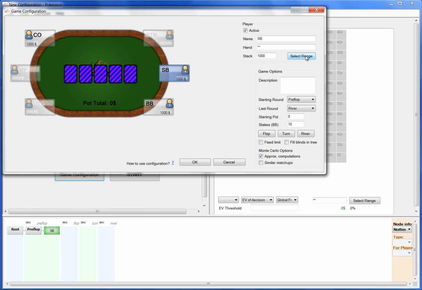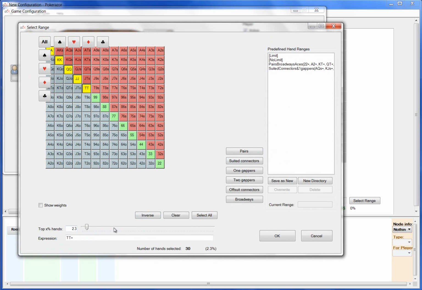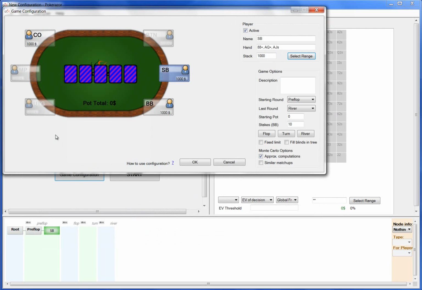So we're going to look at a situation I had. I don't think I had it on video, but basically this guy had a stack of about 35 big blinds. This guy was a fish with about 80 big blinds, I believe. Let's say it's 60, I don't think he had that many actually. And I was sitting with Ace King in the big blind.